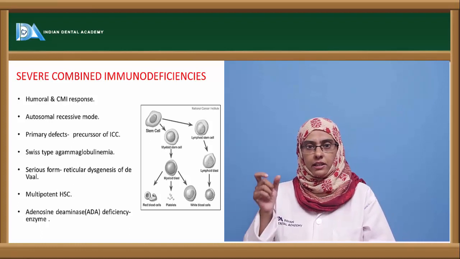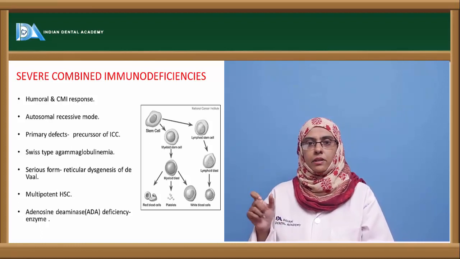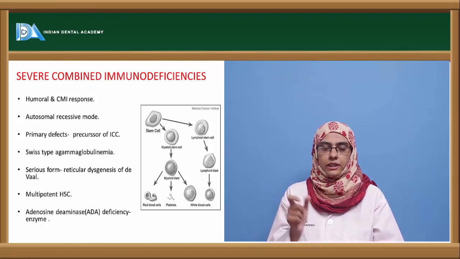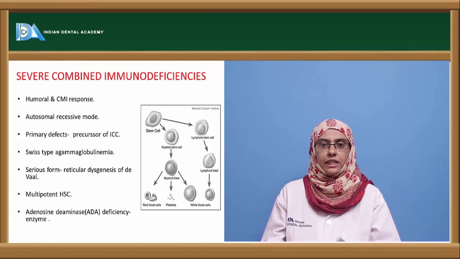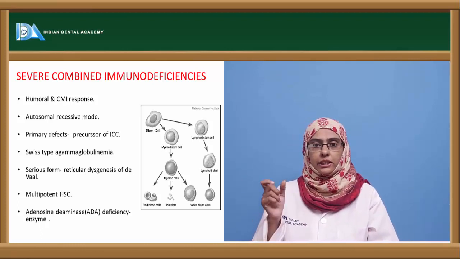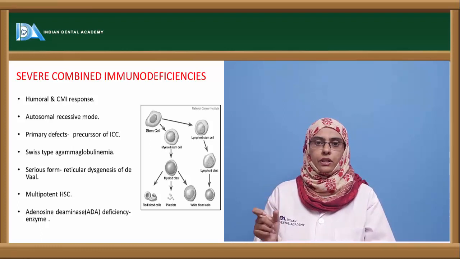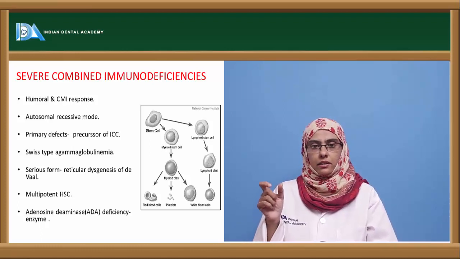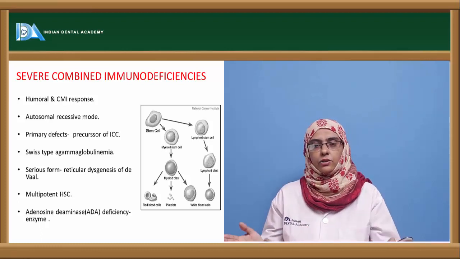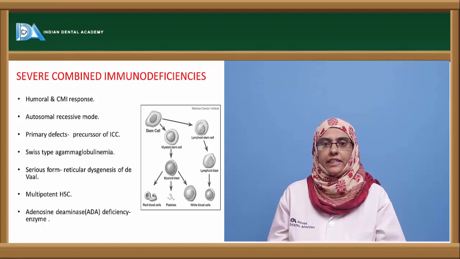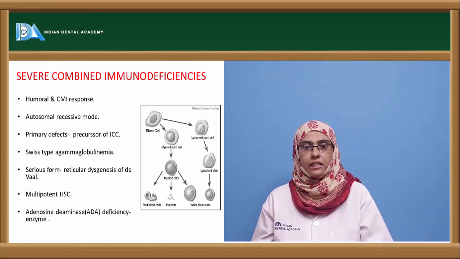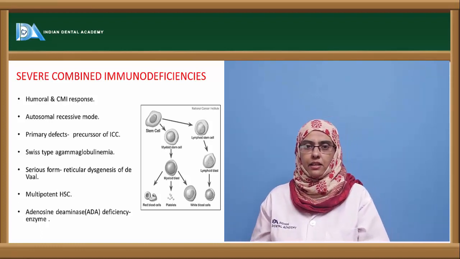Next, the severe form of this type of disease is reticular dysgenesis of De Vaal. Here the target is the multipotent hematopoietic stem cell. Hematopoiesis is nothing but the generation of different kinds of cells, whether RBCs, lymphocytes or leukocytes. During hematopoiesis, the pluripotent hematopoietic stem cell usually migrates to two types of lineages, a lymphoid lineage and a myeloid lineage. When it enters the lymphoid lineage, it can synthesize B cells, T cells and natural killer cells.